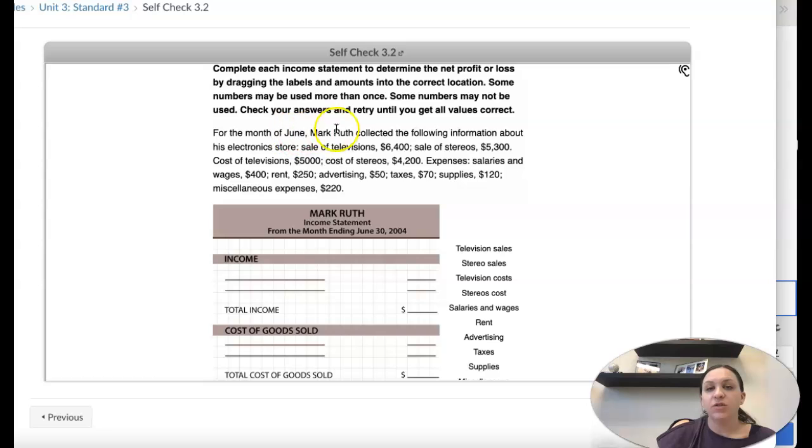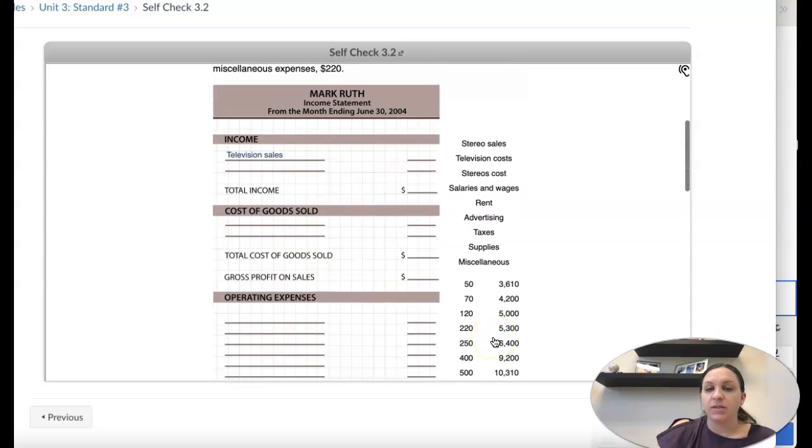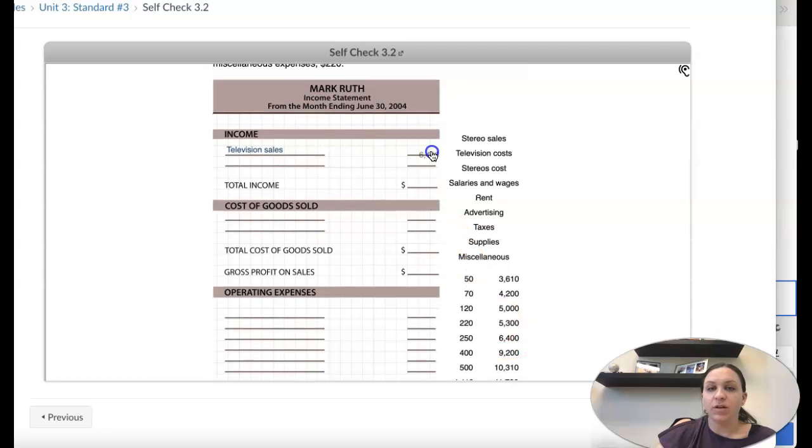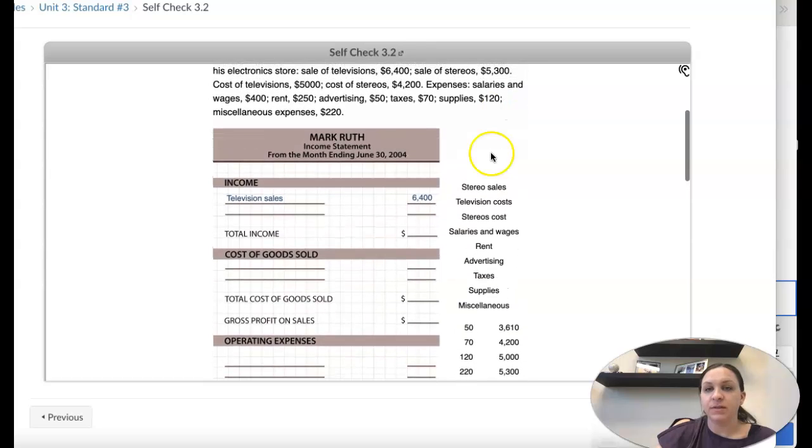So for the month of June, Mark Ruth collected the following information about his electronics store. Sale of televisions was $6,400. Okay, so television sales, we're selling, we're making money. Sale of stereos, $5,300. So stereo sales.